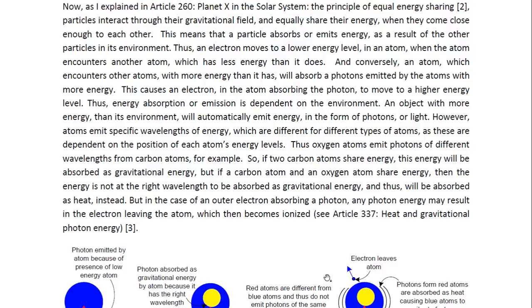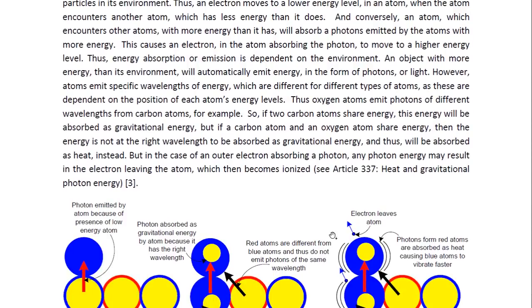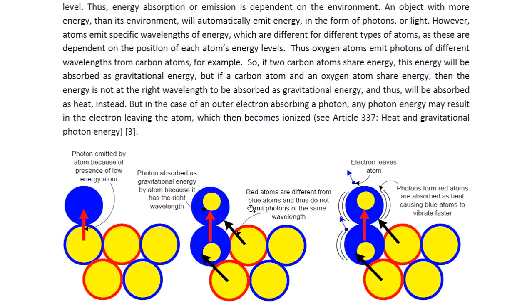But in the case of an outer electron absorbing a photon, any photon energy may result in the electron leaving the atom, which then becomes ionized. And you may look at Article 337 entitled Heat and Gravitational Photon Energy for more details.